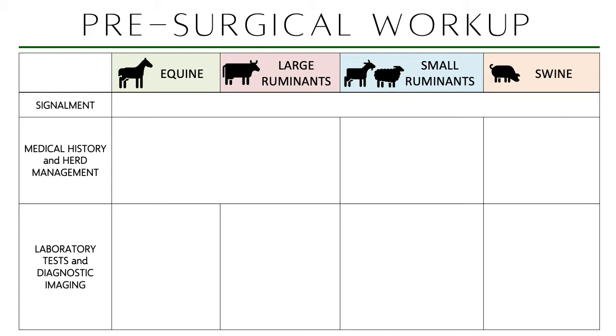The pre-surgical workup would be following the same pattern as what we did in small animals. All right, the baseline is always small animals for us. So we're talking about horses, large ruminants like cattle, small ruminants like goat and sheep, and swine. Now, we always start with what we call the signalment, right? This is the basic information about a certain animal. So, what is the information that needs to be collected for a signalment to be complete?